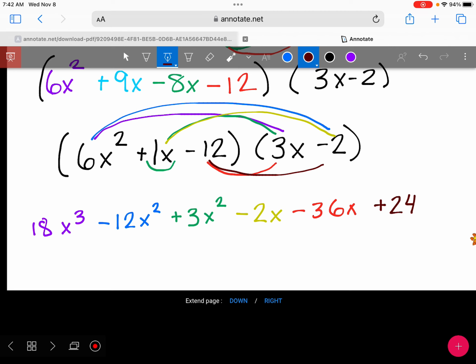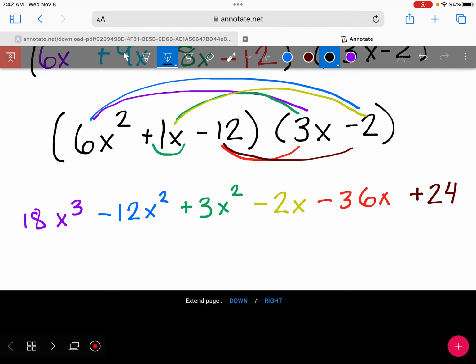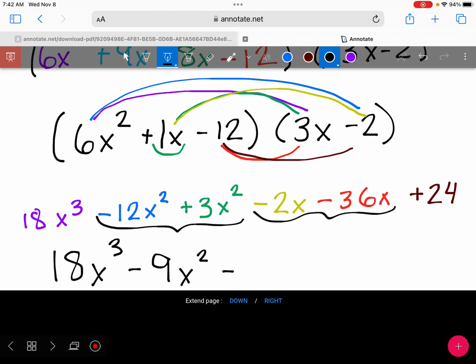Okay, so all we're going to do from here is combine our like terms. I've got my 18x cubed. I've got negative 12x squared and positive 3x squared, giving us negative 9x squared. Minus 2x minus 36x gives us minus 38x plus 24.